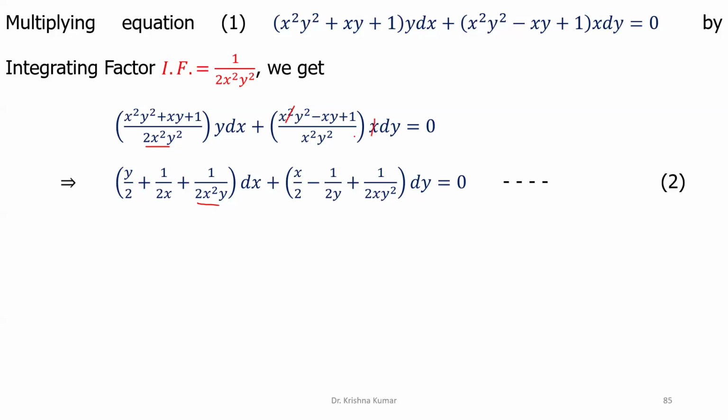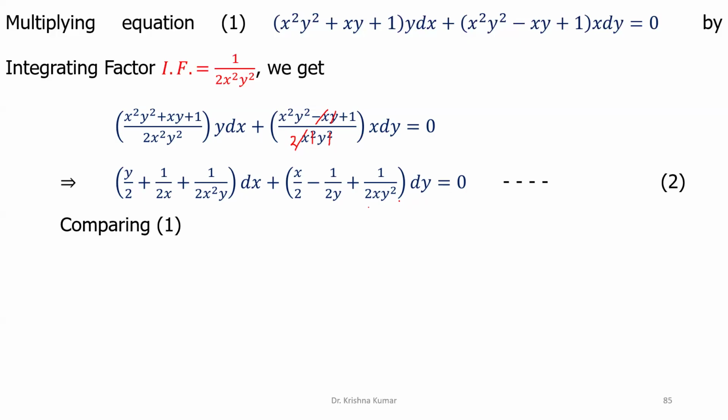now here x square will cancel. No, this x will cancel. So one x is cancelled, one x is remaining over here, y square will cancel. So x upon 2, the 2 is missing over here, this is x upon 2 minus two, let me just clear it. One x is cancelled, so x will again cancel, y will be cancelled also. So minus 1 upon 2y, there is a 2 over here, and plus 1 upon 2xy square dy equal to 0.